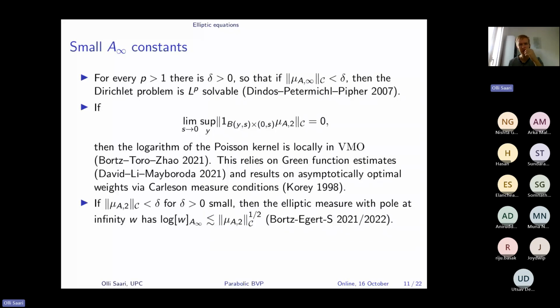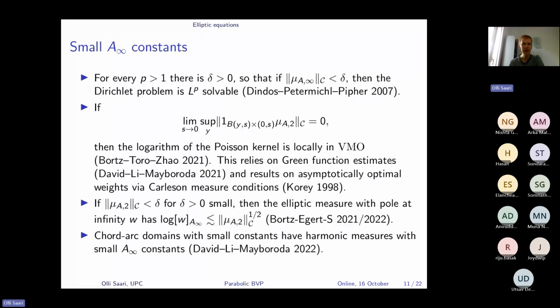And the strategy coming from the work of Bortz, Toro, and Zhao was that one proves the results for elliptic measure with pole at infinity, and then one argues a bit more to bring the pole back from infinity. And somehow our result was a result on weights. And then later, this geometric application was done by David Lee and Mayboroda.